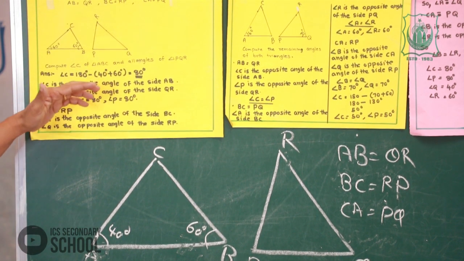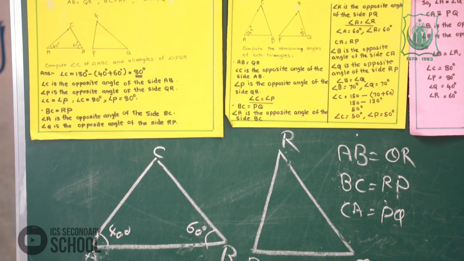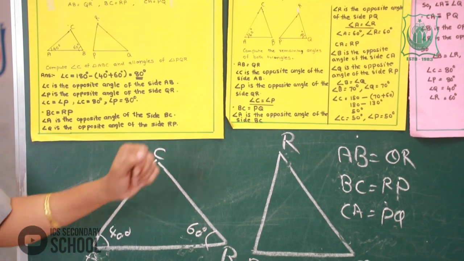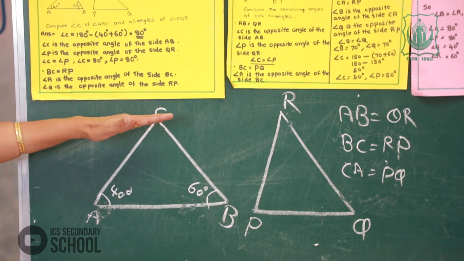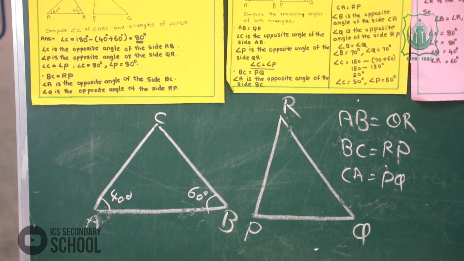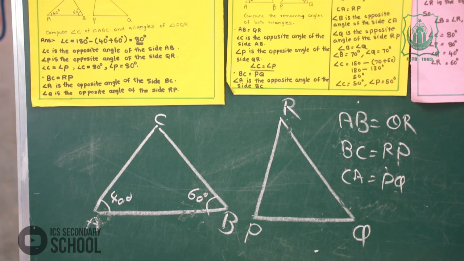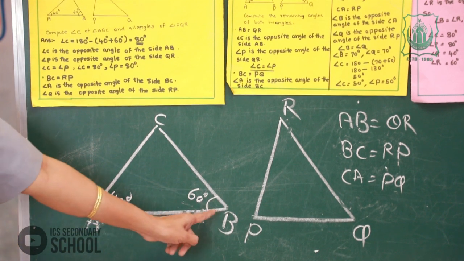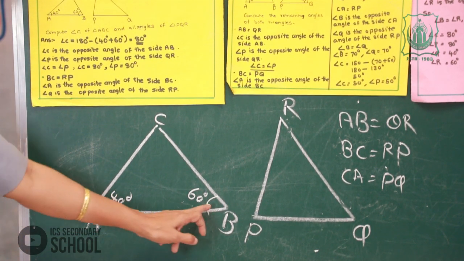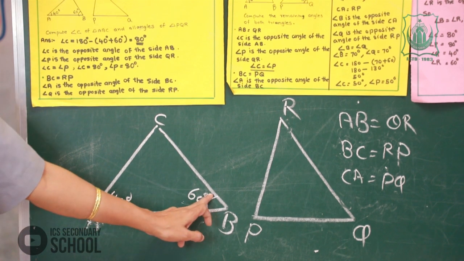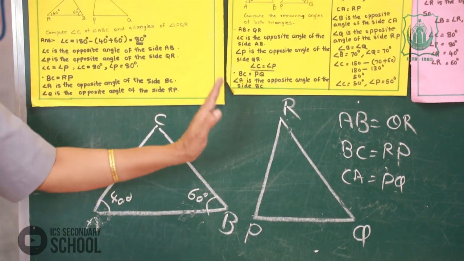Compute angle C and all angles of triangle PQR. Angle C is not given. First find angle C. How can you find angle C? We know that the sum of the angles of a triangle is equal to 180. Here two angles are given, angle A and angle B. Sum of these is 40 plus 60 equal to 100.